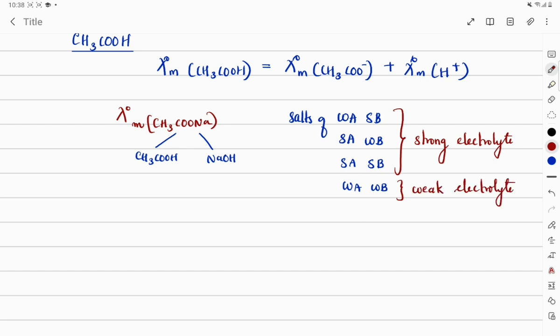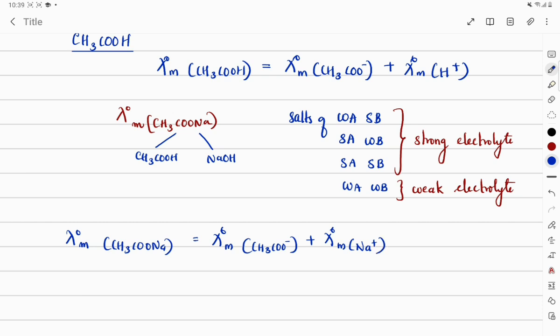Now, to find that of acetic acid, I will consider the lambda 0 m value for sodium acetate, CH3COONa, which will be equal to lambda 0 m of CH3COO minus plus lambda 0 m for Na plus.